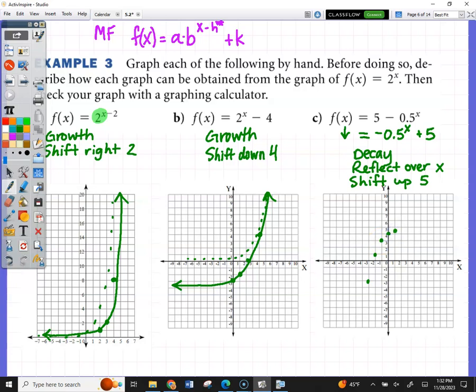Alright, and then it starts like hook and laddering right there. You don't do that good.